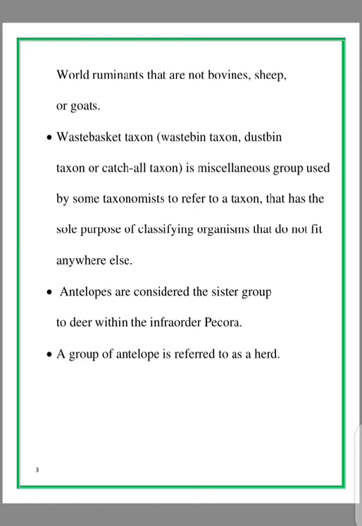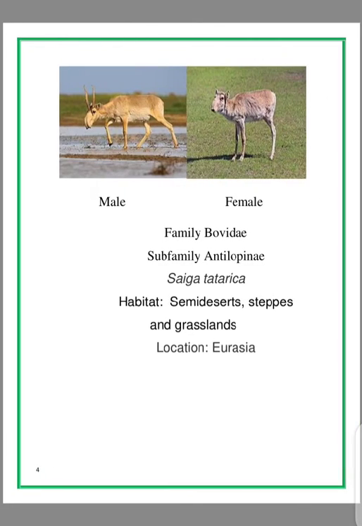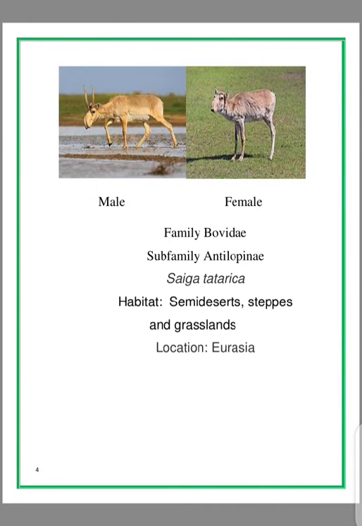Now, if you look at them, you can't just say they belong to a particular group or a tribe, but they basically have a common name, which is ungulate, based on the features they have in common. Antelope are considered to be the sister group of the deer within the infraorder Pecora. A group of antelope is called a herd. Now, let's look at them closely. We have various kinds of antelopes, and I'm going to be specific to those that are found in Africa in most cases.